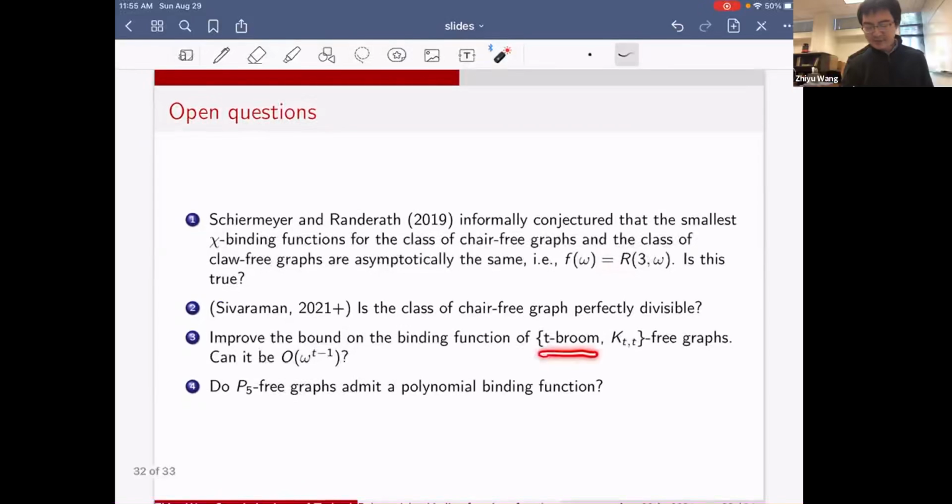For the t-broom and K_{t,t}-free graphs, we have omega to the t minus 1 plus some fraction. I believe that this fraction can be removed. So can we improve the chi-binding function to omega to the t minus 1? And then the ultimate question: does P5-free graph admit a polynomial binding function?